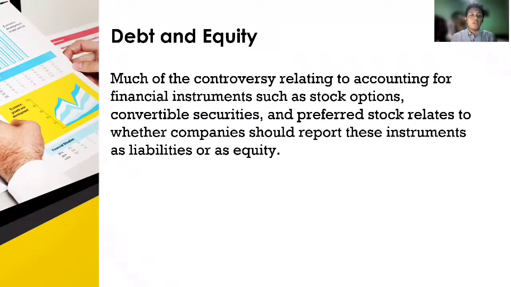In debt and equity, much of the controversy relating to accounting for financial instruments such as stock options, convertible securities, and preferred stock relates to whether companies should report these instruments as liabilities or as equity. In this meeting, we will find out how to tell the difference between instruments as liabilities or as equities.